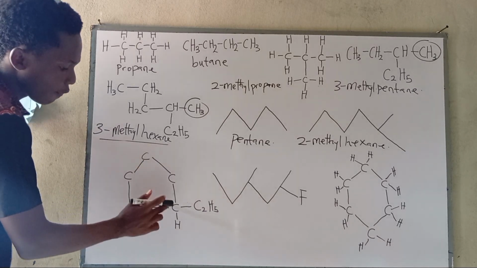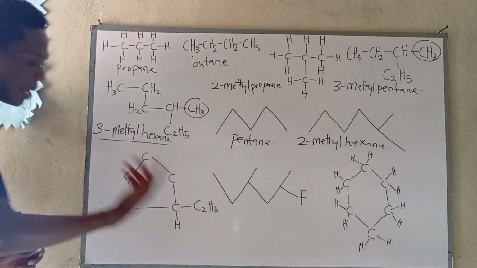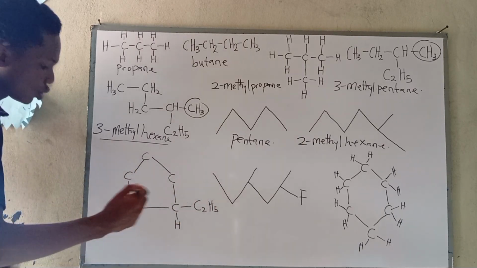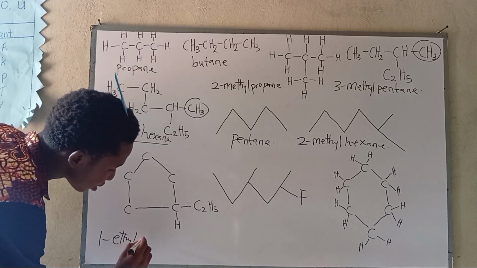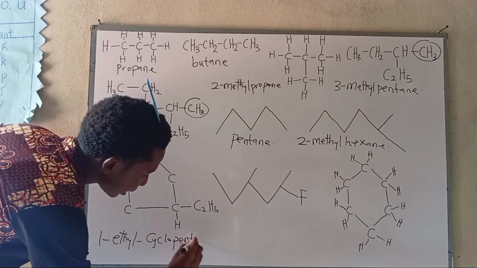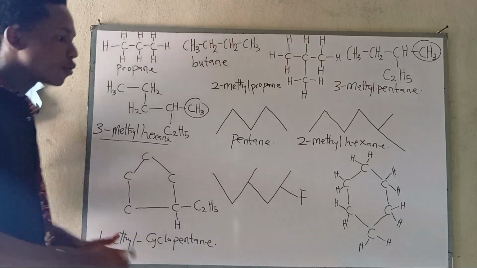Okay? So now let's just name this guy fast. 1, 2, 3, 4, 5 is bent. Now, how do we put it here? Now, naming this guy, we know this is the substituent automatically. This guy is ethyl, right? So we just say it's what? 1 ethyl what? Cycloalkane. 1 ethyl cyclopentane.